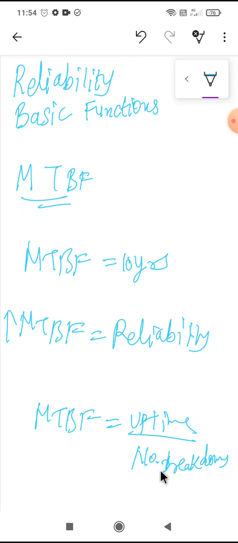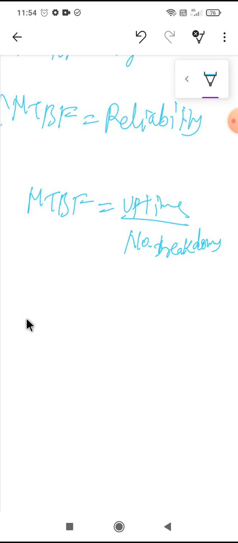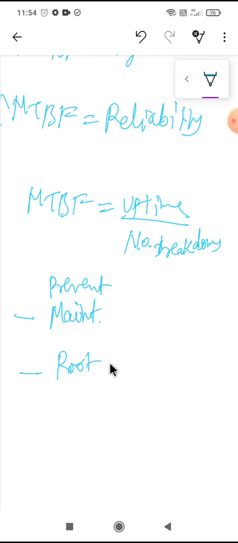To improve MTBF, we have the following points to take into consideration. First, improve the preventive maintenance process. Second, conduct a root cause analysis: why was there a failure in this product? Then establish condition based maintenance.